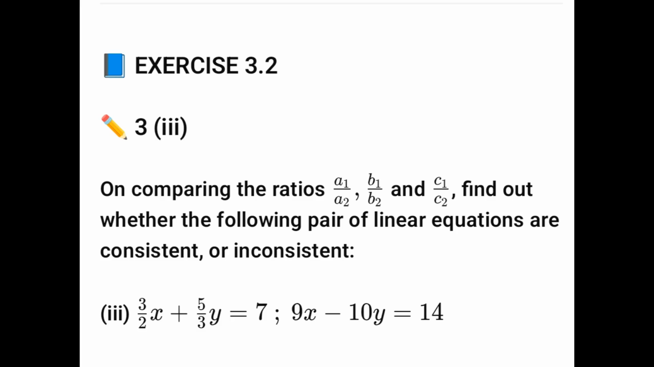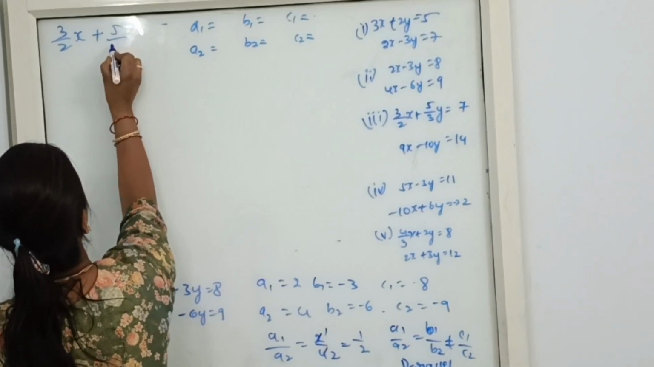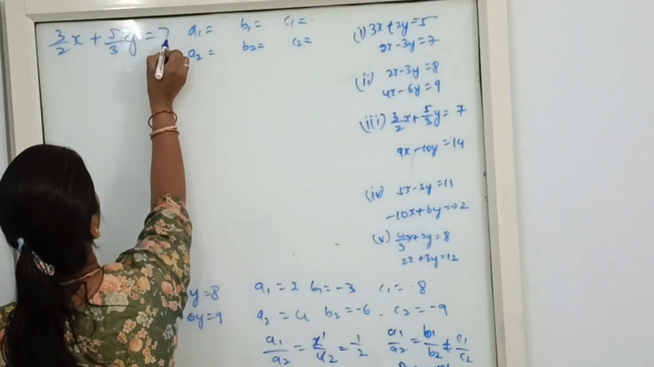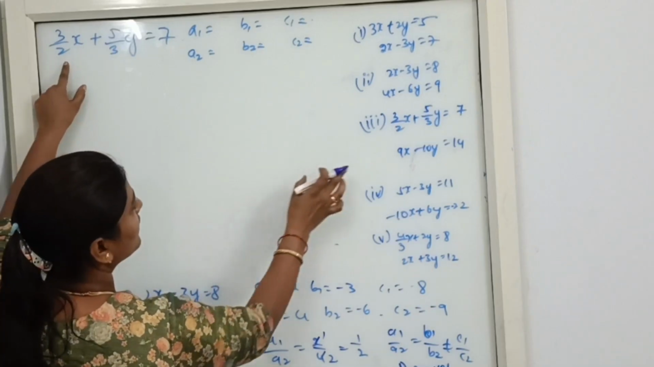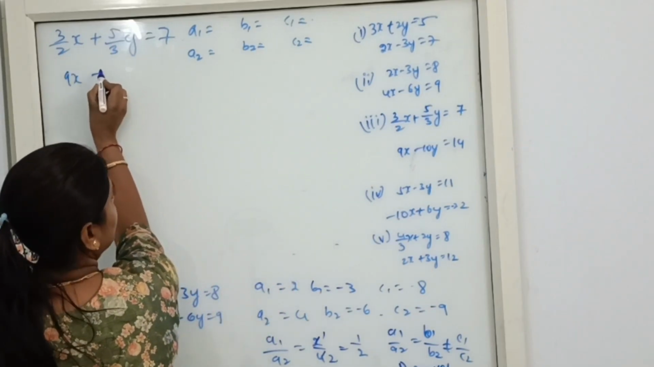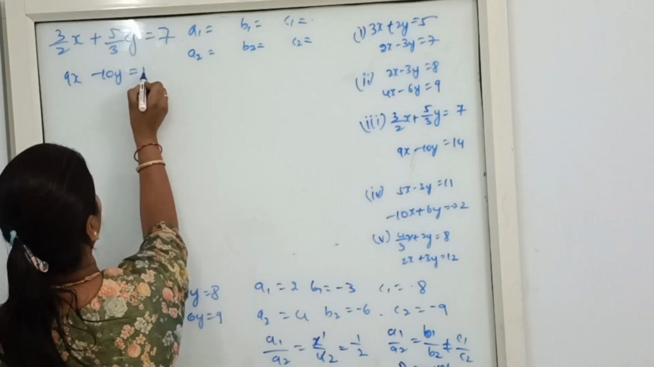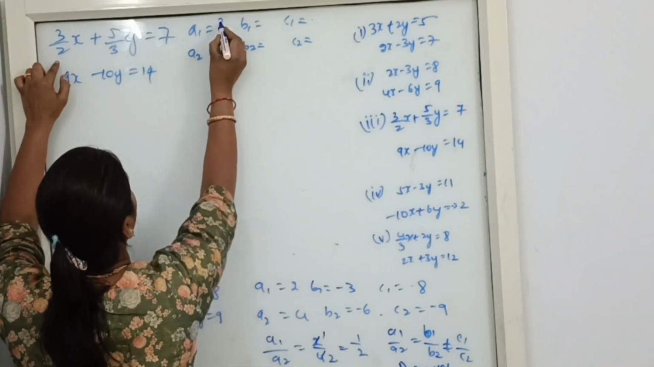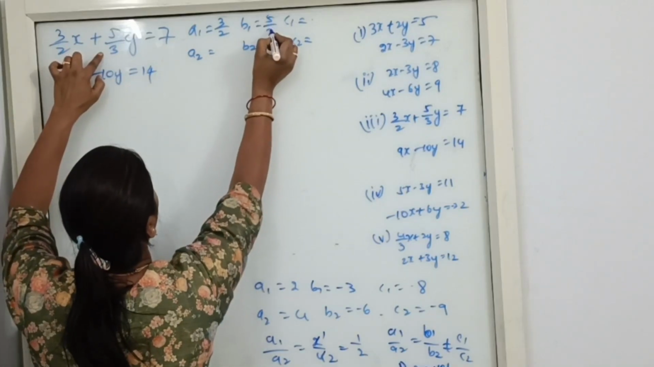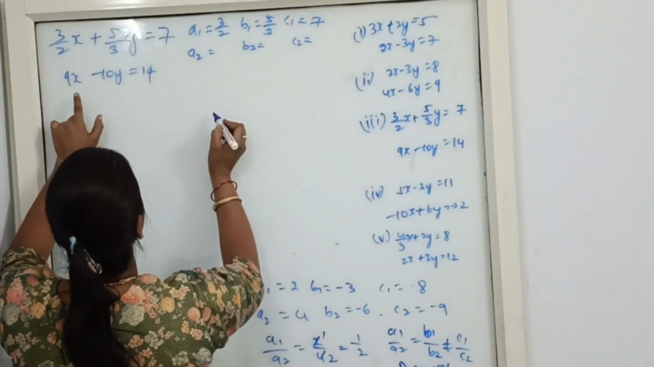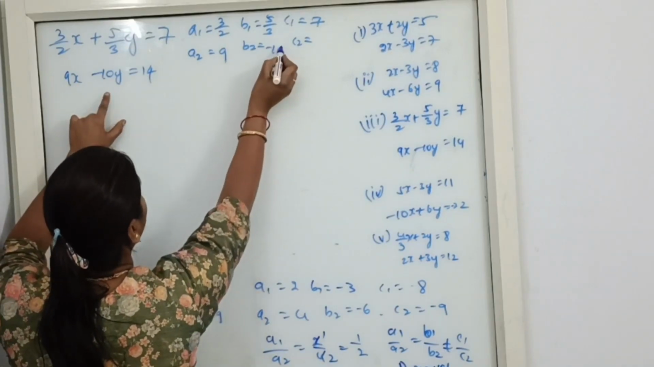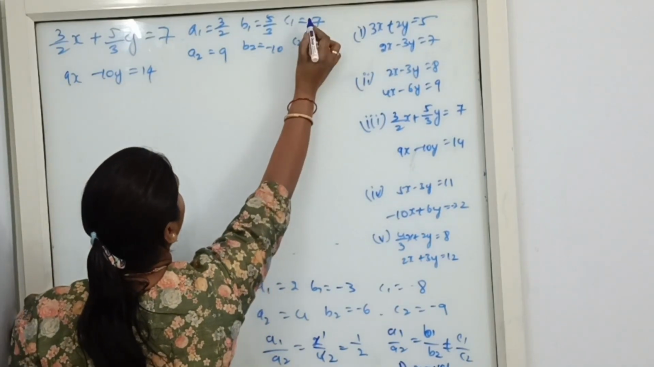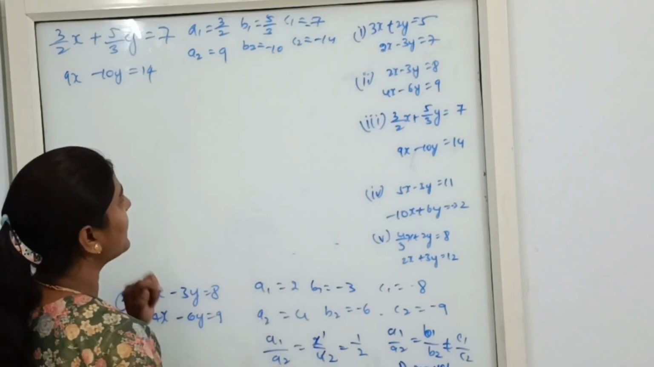The third one is 3 by 2 x plus 5 by 3 y is equal to 7, and 9x minus 10y is equal to 14. What is a1? 3 by 2. b1 is 5 by 3, c1 is 7. a2 is 9, b2 is minus 10, and here the negative you have to take, so minus 7 and minus 14.